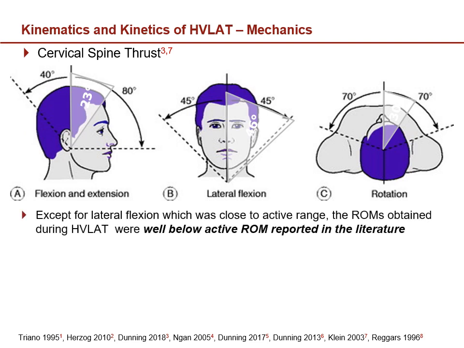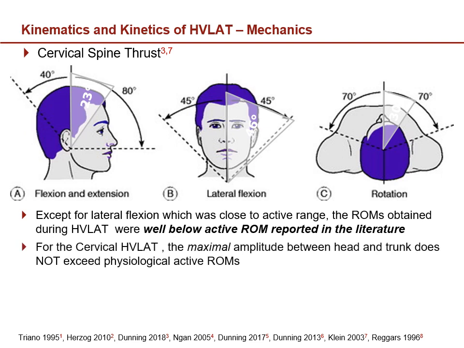So the range of motions obtained during HVLAT are well below the active range of motions reported in the literature. This is essentially the take-home point. For the cervical HVLAT, the maximal amplitude between the head and trunk does not exceed physiological active ranges of motion. Thus, is it a mid-range HVLAT or an end-range HVLAT that is being applied with the studies that we've looked at? I'd make the argument that it's likely going to be a mid-range, given the amplitudes as well as the positioning of the cervical spine with these thrusts.